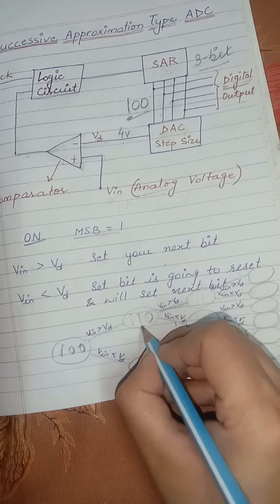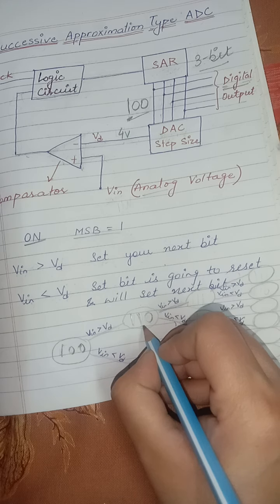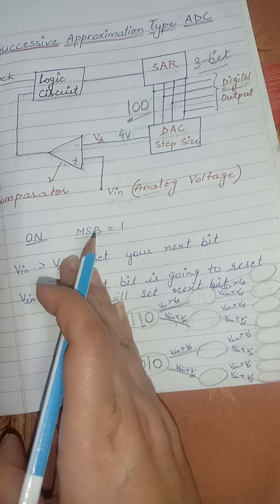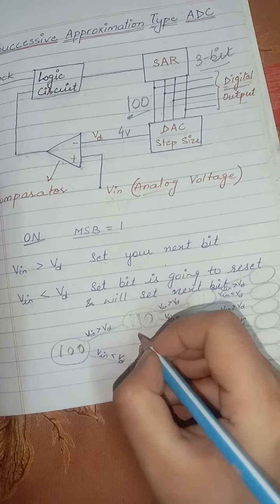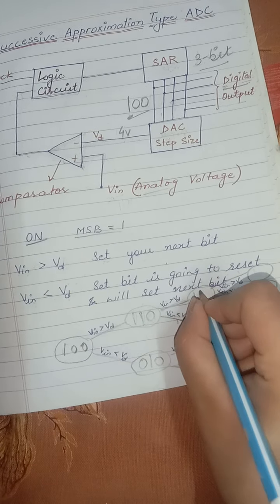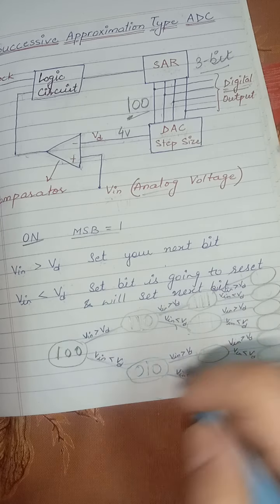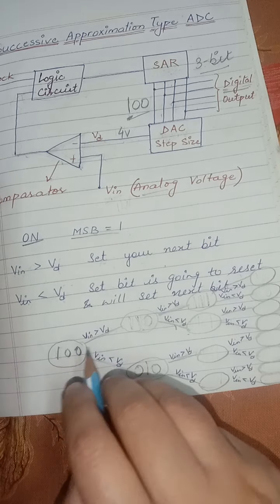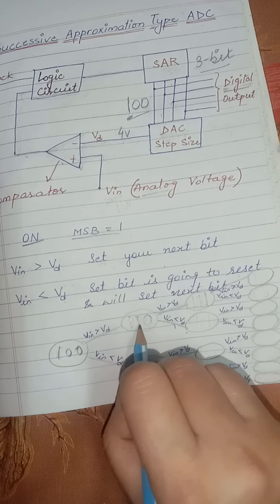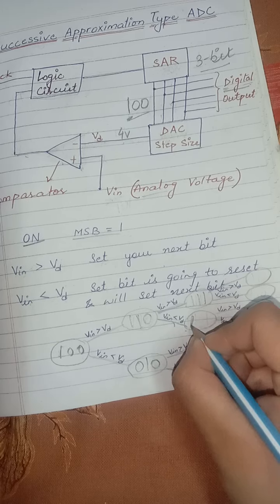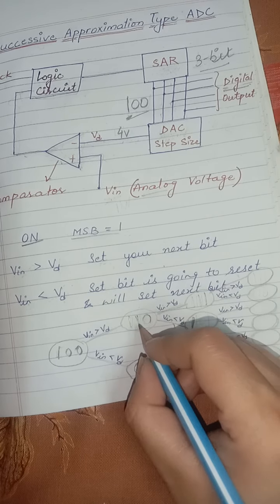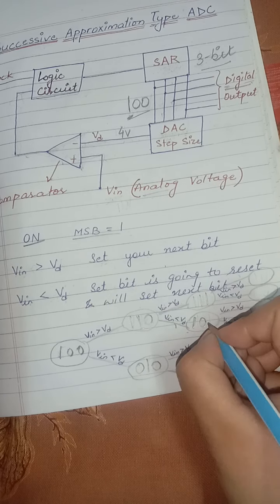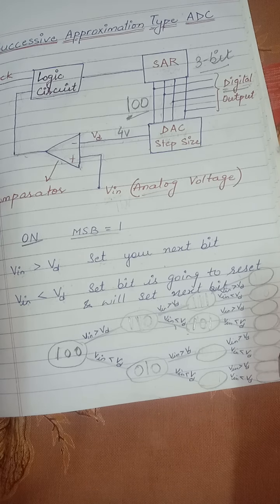Now this second bit is already set in the previous manner. So here we will be having 1 1 1, right? Now if Vn is less than Vd, it will reset the set bit, like 1. In the previous round we have set this bit, it will reset it and it will set the next bit, like it will be 1.